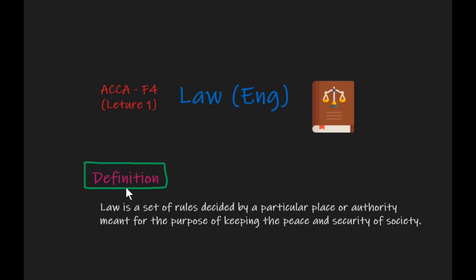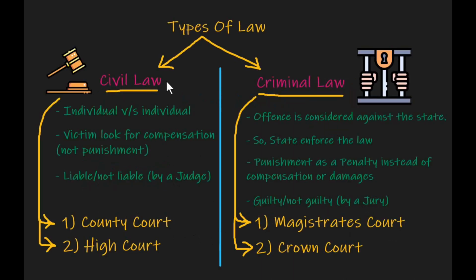Let's start with the definition of law. Law is a set of rules which is decided by the authority of any particular place, and the basic purpose of law is to keep the peace and security of society. Now if I talk about the types of law, then the major two types of law are civil law and criminal law.